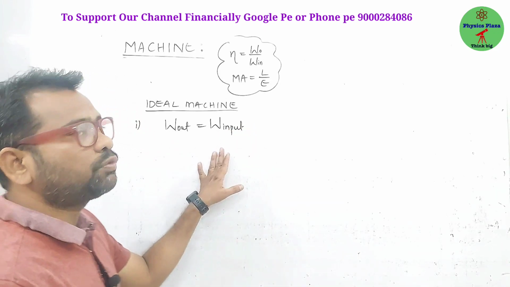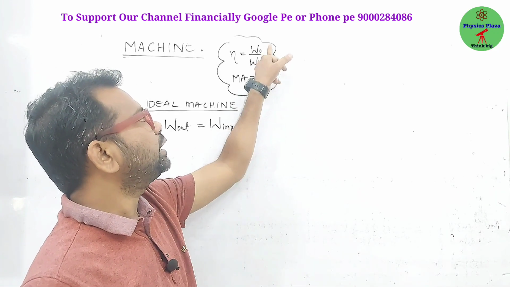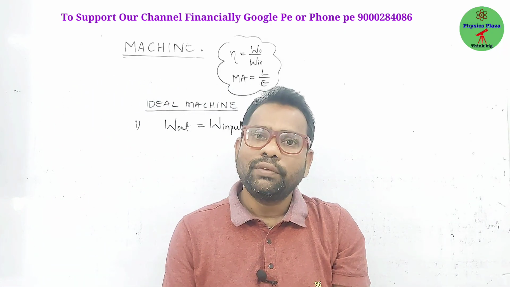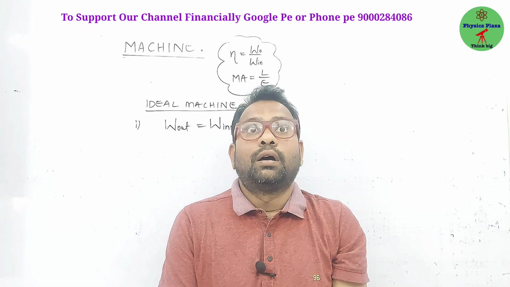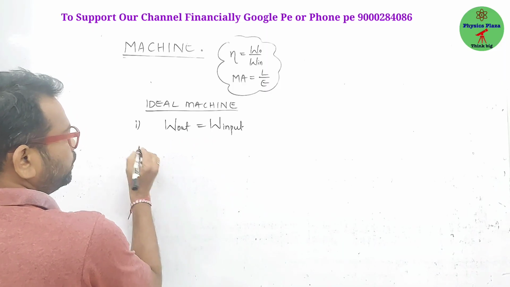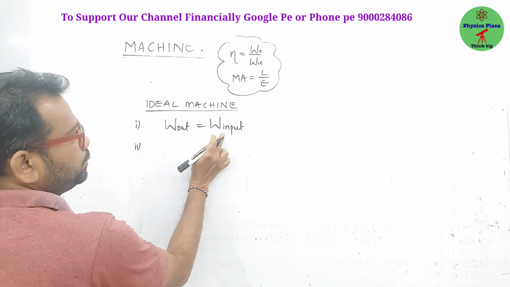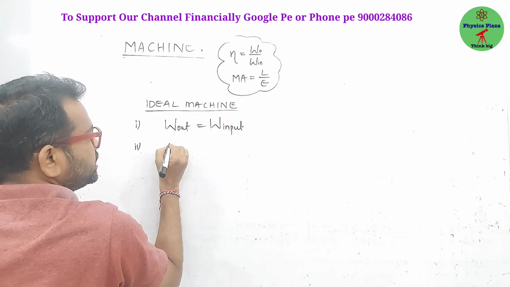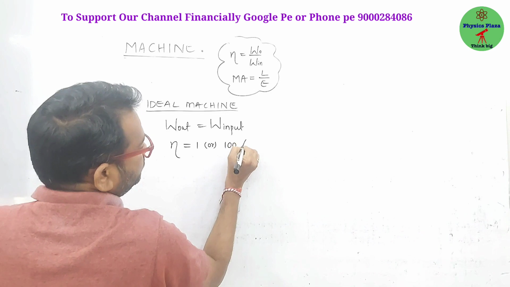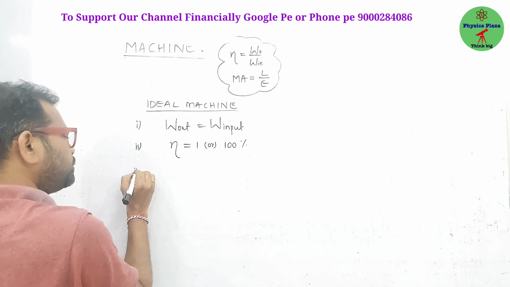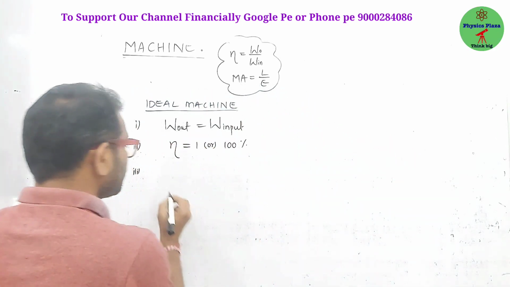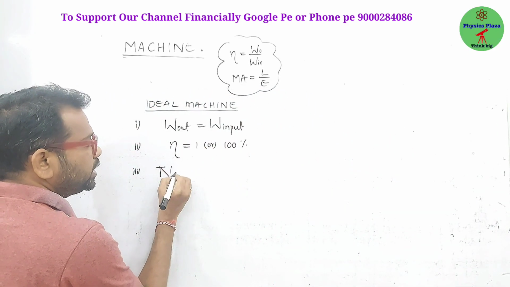Work output is always equal to work input, which means numerator equals denominator, both get cancelled, giving 1. Efficiency is 1, and in terms of percentage, 100. Children, if efficiency is 100%, oh my god, it is possible only in dreams. So for an ideal machine, work output equals work input, and efficiency is equal to 1 or 100%. You may get one doubt: sir, is it possible to have work output equal to work input? It is possible only when there is no energy loss.